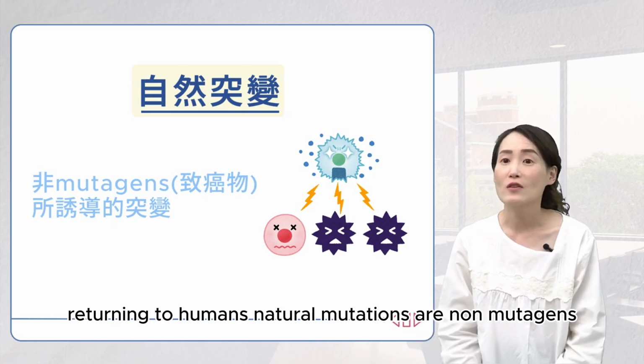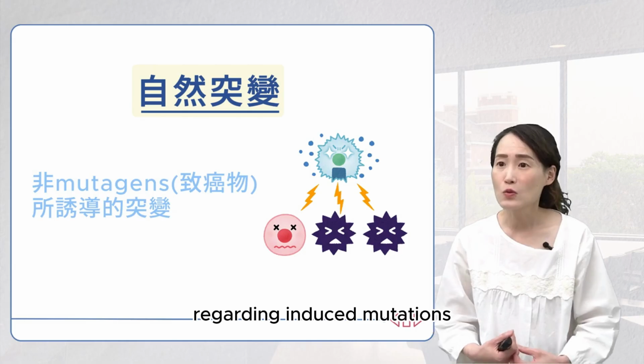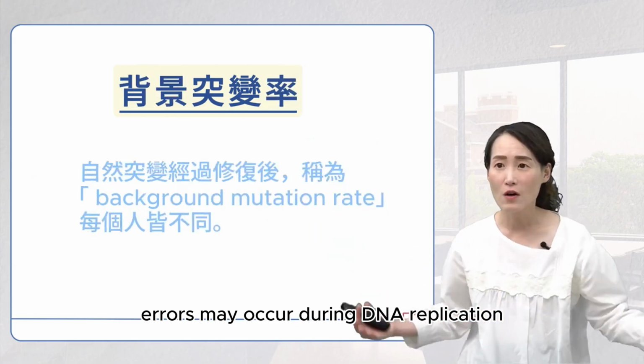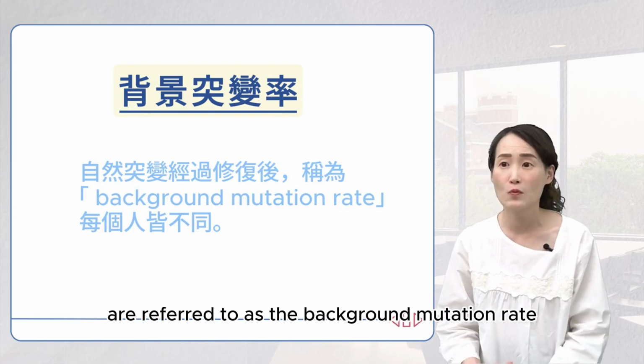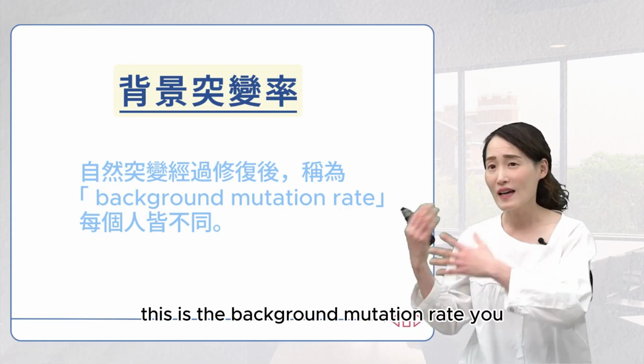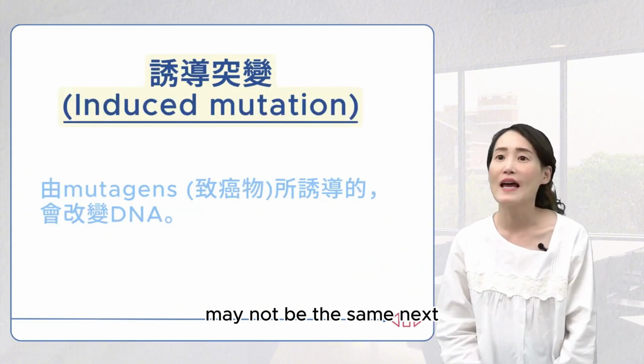Returning to humans, natural mutations are non-mutagens, as we previously discussed regarding induced mutations. Errors may occur during DNA replication. These natural mutations, after some repair, are referred to as the background mutation rate. This is the background mutation rate. You, I, and others, each of our background mutation rates may not be the same.